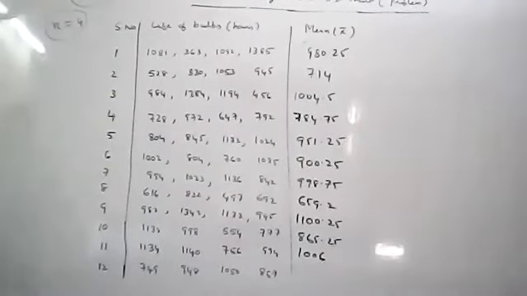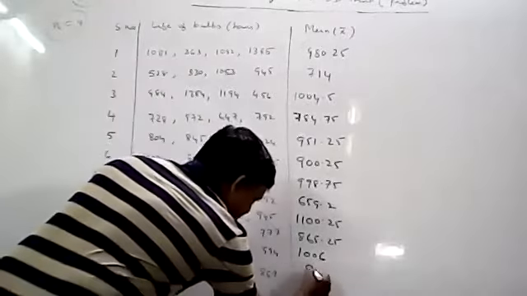Last sample is 749 plus 948 plus 1050 plus 857. Add the values, divide by 4. I think 901. Yeah, 901.